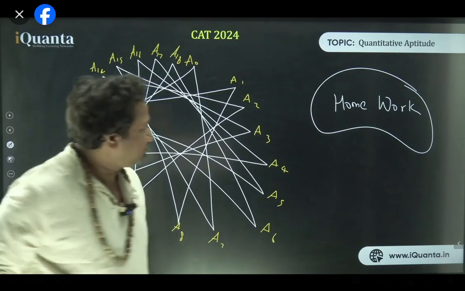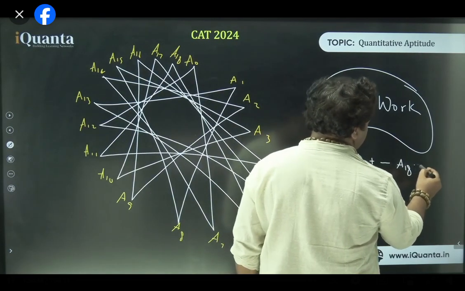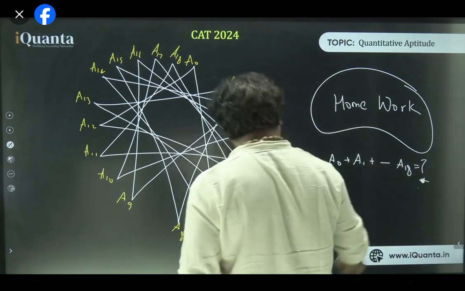The question is clear? A0 plus A1 till A18, the sum of these angles is what you need to find.